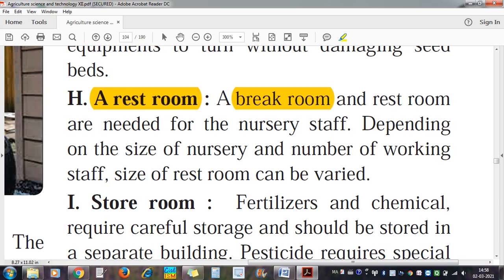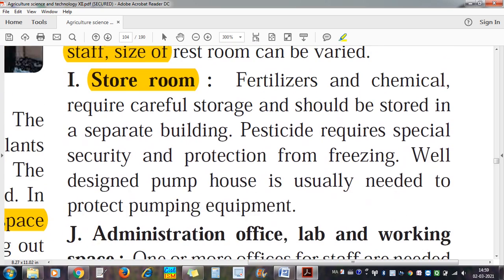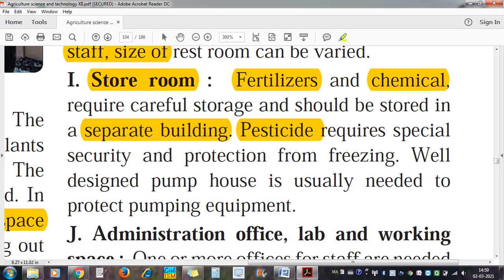Then storeroom. Storeroom is required to store fertilizers, also to store chemicals, and they are to be very carefully stored in a separate building. Pesticides also we need to store, and they require security, as well as they should be protected from freezing. It is possible that the pesticides may freeze. So a good design is to be made, and we have to protect all equipment kept at the storeroom.